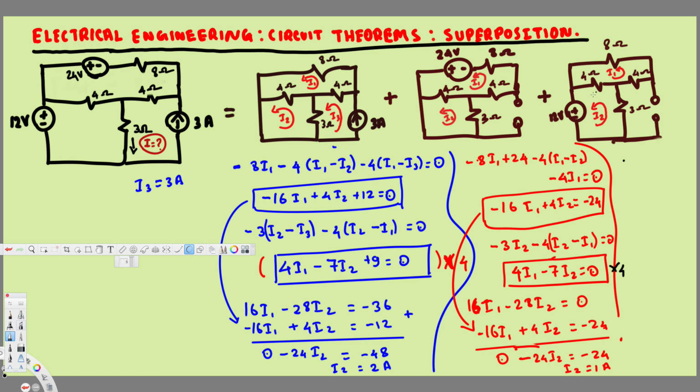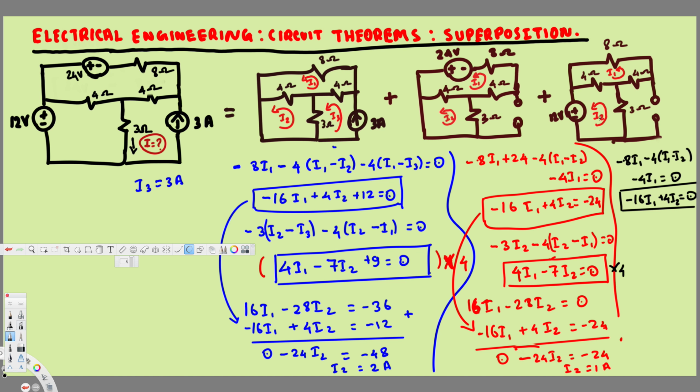8 ohm, we have I1 going through the 8 ohms, that's going to be minus 8 I1, and then this I1 is going through this 4 ohm, so that's going to be minus 4 I1, but I2 is going the opposite direction, so that's going to be minus I2 right here, and then this I1 is going through this 4, so again we are going to have minus 4 I1, and that's going to be equal to 0. And if you simplify this one, you should get minus 16 I1 plus 4 I2 is equal to 0. This is our first equation.